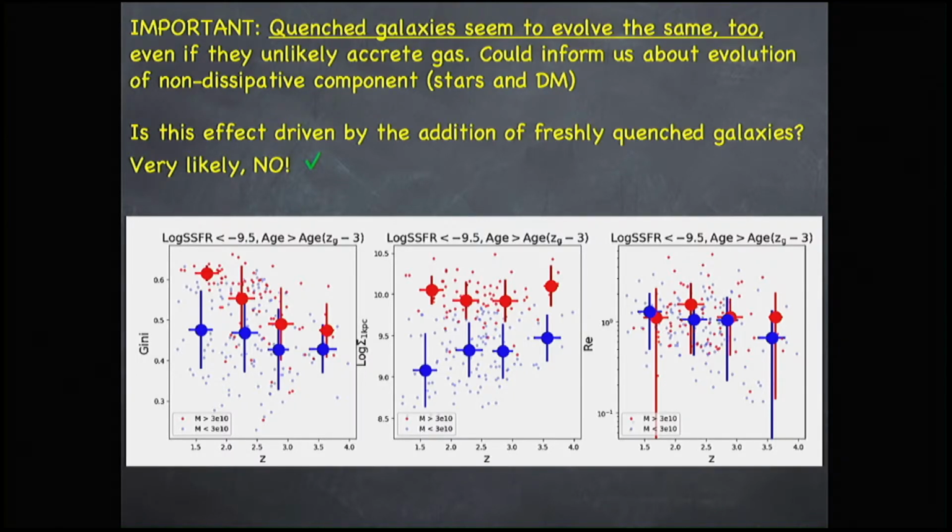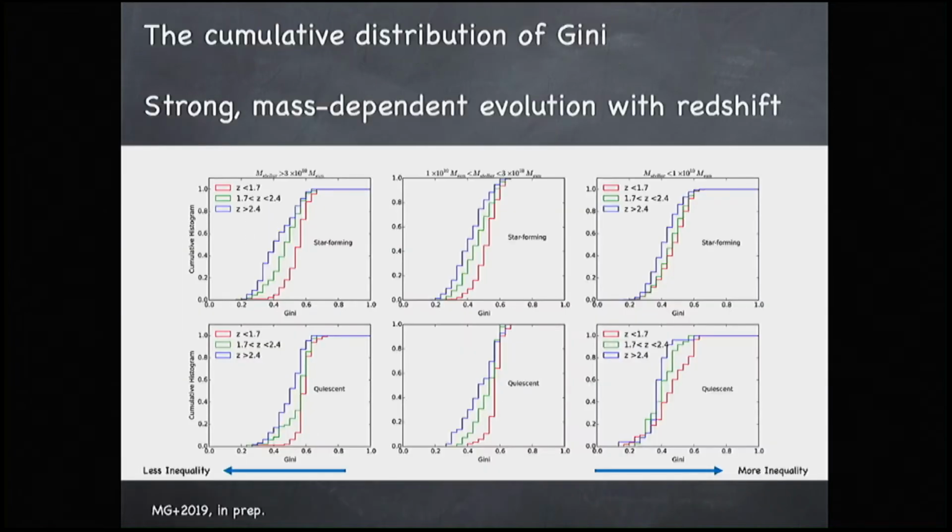Now, before I go on, I have to stress a very important thing. The same phenomenon is observed both in star-forming galaxies, the phenomenon of the growth of Gini, and in quiescent galaxies. If you look at quiescent galaxies, you take, in this particular case, a snapshot. Quiescent galaxies do the same.